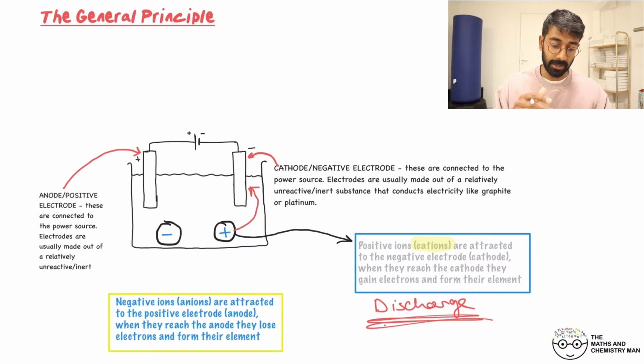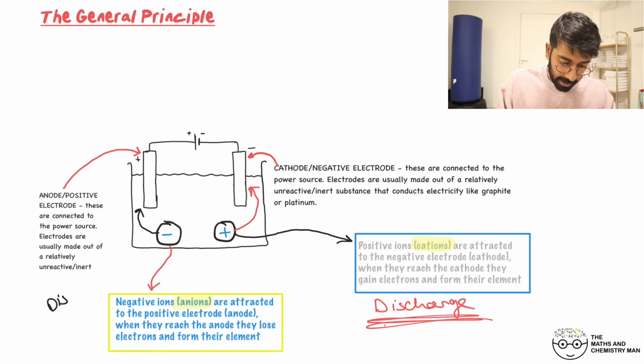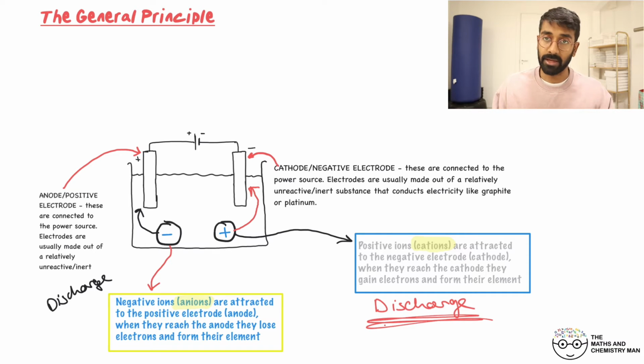Now let's look at the other side. You've got your negative ions. So negative ions, and those are called anions. So there we go, anions. And now where do they go? Well, those are attracted to the positive electrode, which is your anode. So anions go to the anode. And what happens when they go there? Well, because they're negative, they need to lose electrons, okay? So when they lose their electrons, we say they discharge as well. So there's that word again, they discharge, in order to form the element that they are.